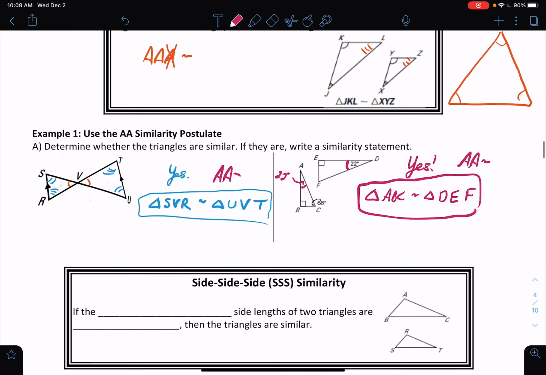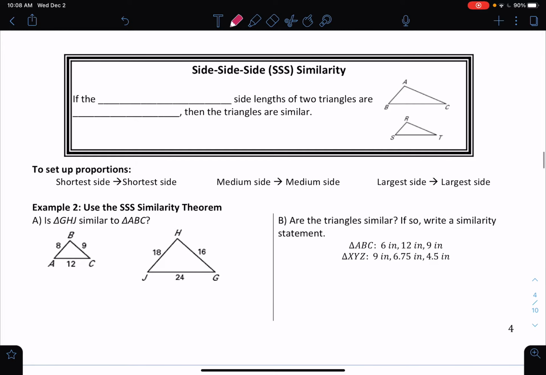What about side-side-side similarity? If you remember, for similar figures, the angles were congruent, but the sides were proportional. So if the corresponding side lengths of two triangles are proportional, then the two triangles are similar. If we can set something up so that AB over RS equals AC over RT, which equals BC over ST, and all of those ratios equal each other, that's enough to prove that the two triangles are similar.